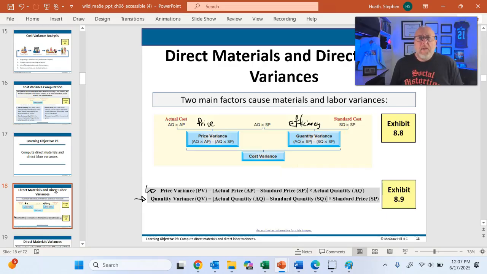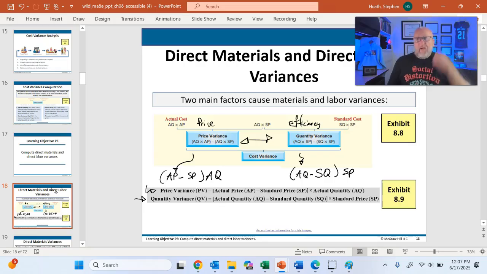But what I really want to show are these formulas down here. The formula for the price variance, and I'm just going to write it over here, is actual price minus the standard price times actual quantity. And then the quantity variance formula is the second row, and that will be actual quantity minus standard quantity times standard price.